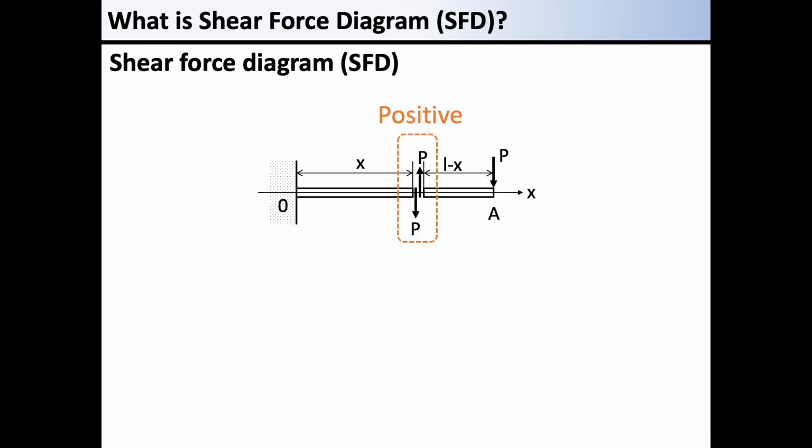The cross-section on the left, which we are focusing on, is the negative surface. So, since the shear force acting on the negative surface is now toward the negative direction along the z-axis, the shear force P acting on this surface is positive. Now, we understand that a positive shear force P is acting on this cross-section.